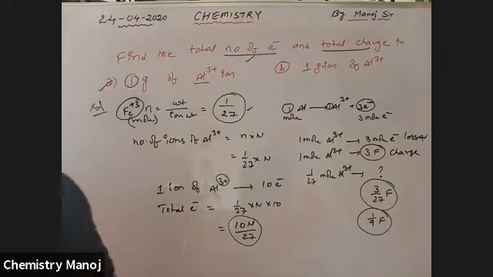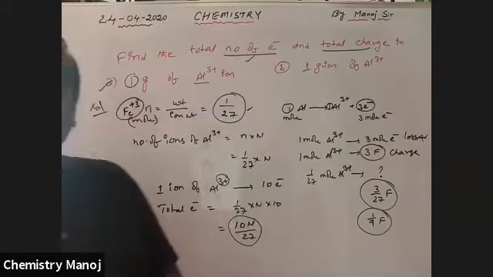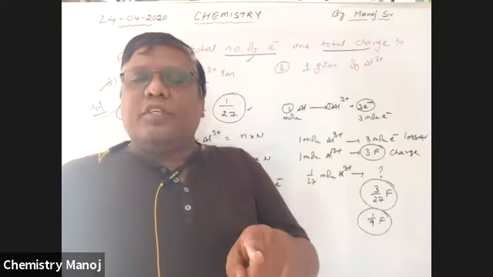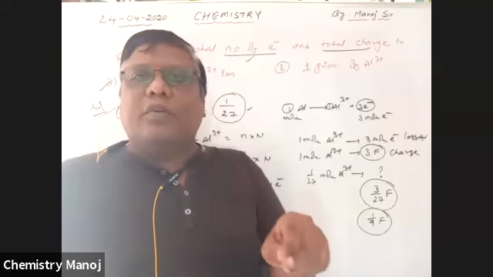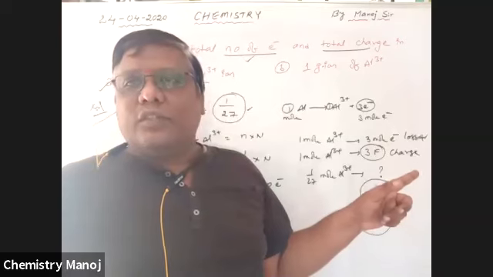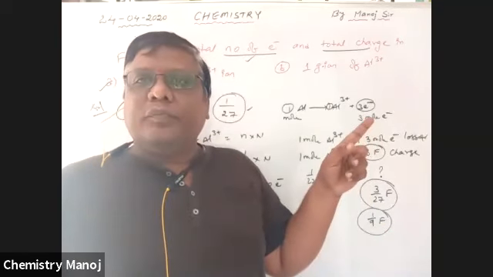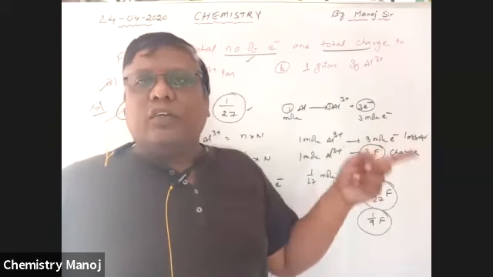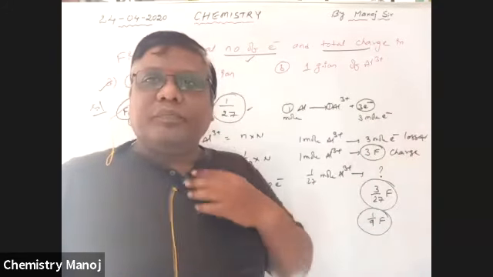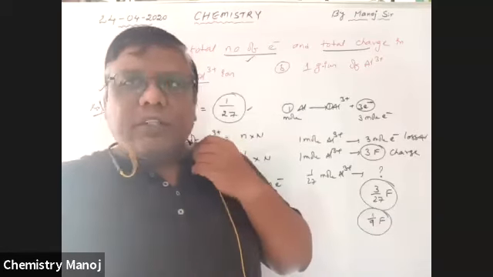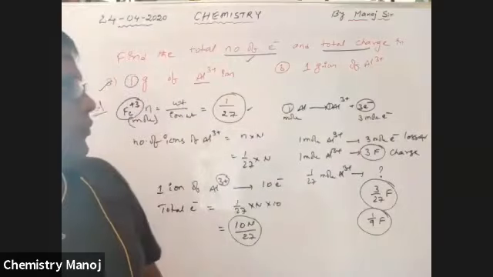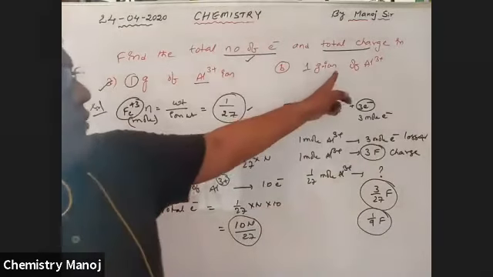Now you solve number of electrons into charge. In your mole concept, 1 mole is equal to 1 Faraday. I already discussed that in yesterday's class also. Here 3 moles is equal to 3 Faraday. Okay, see here. So solve your second one.